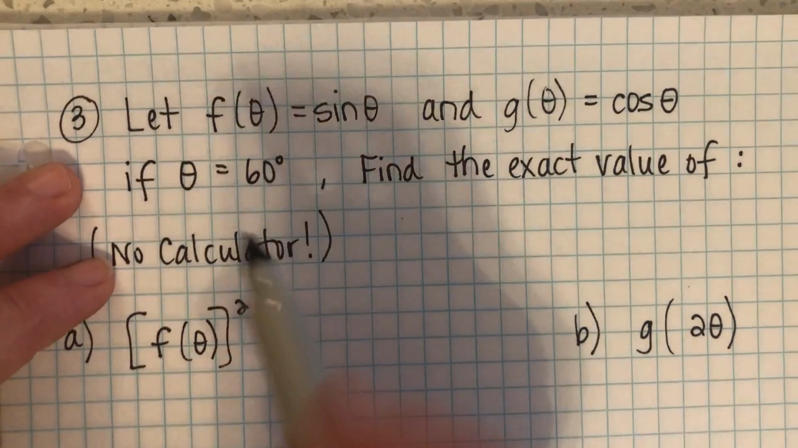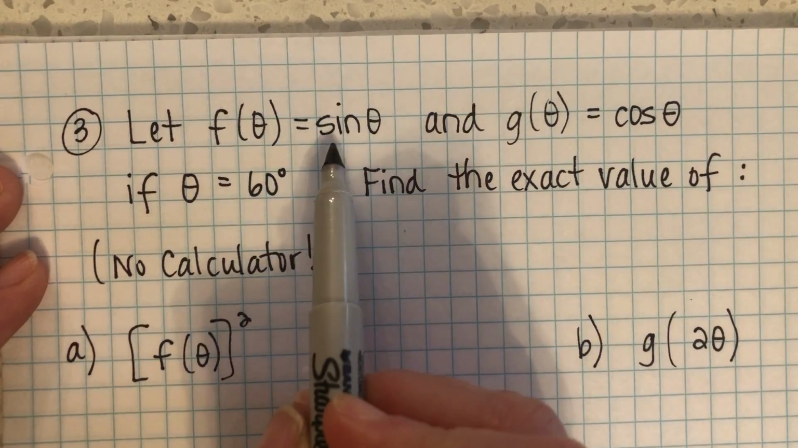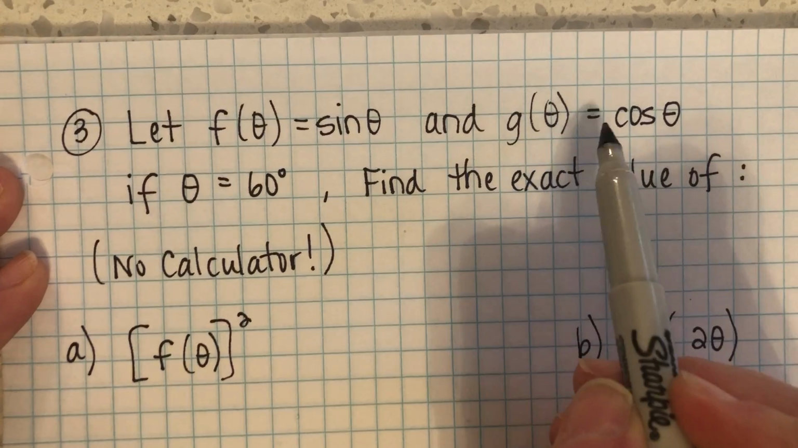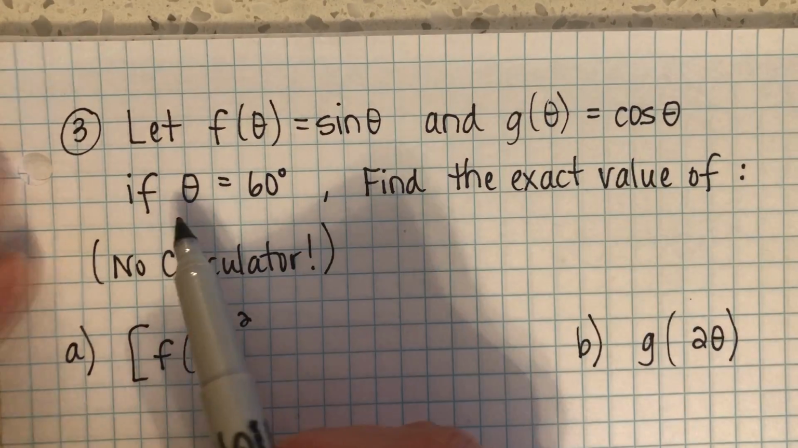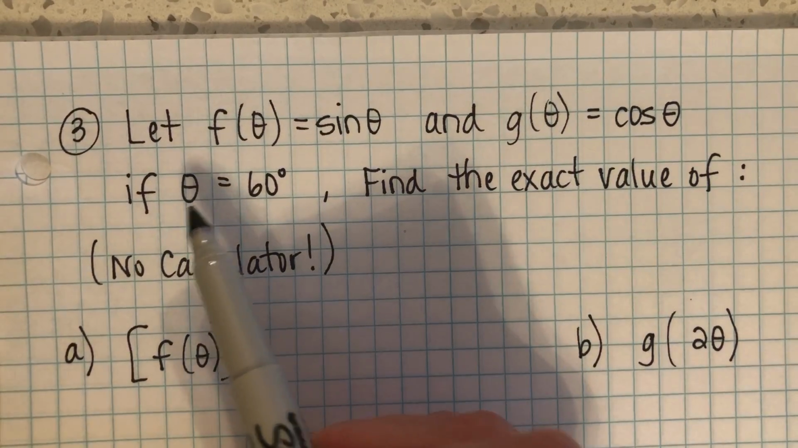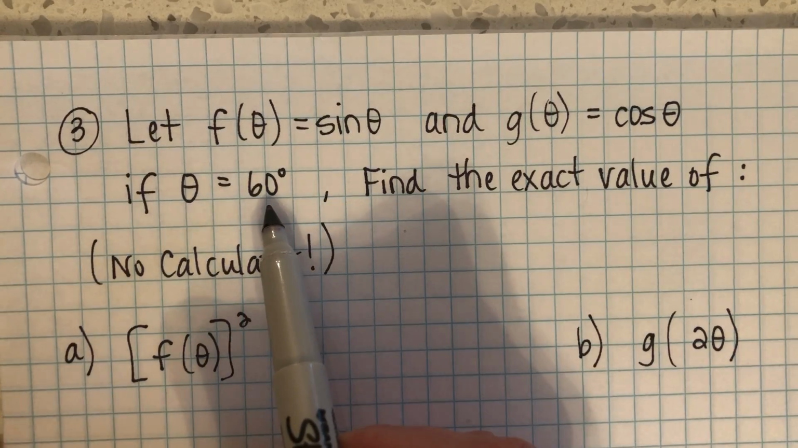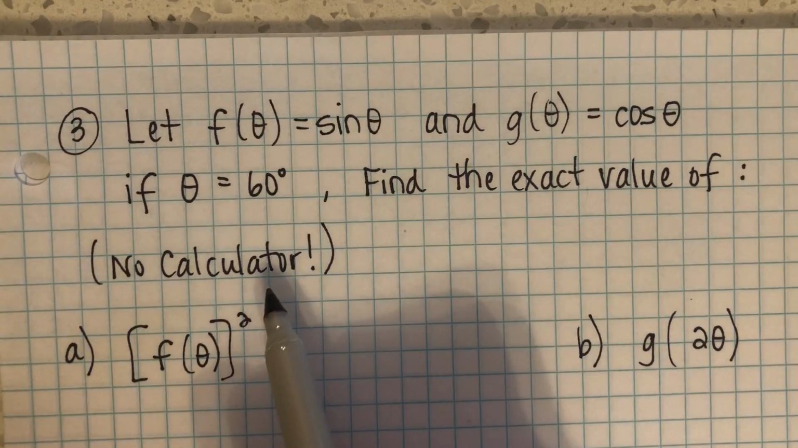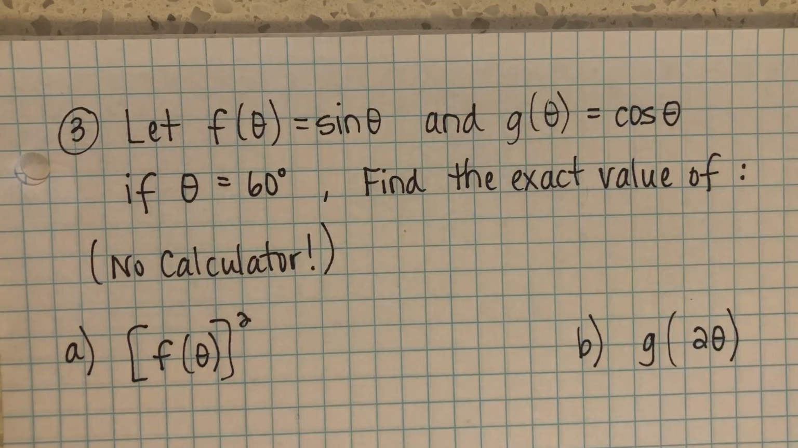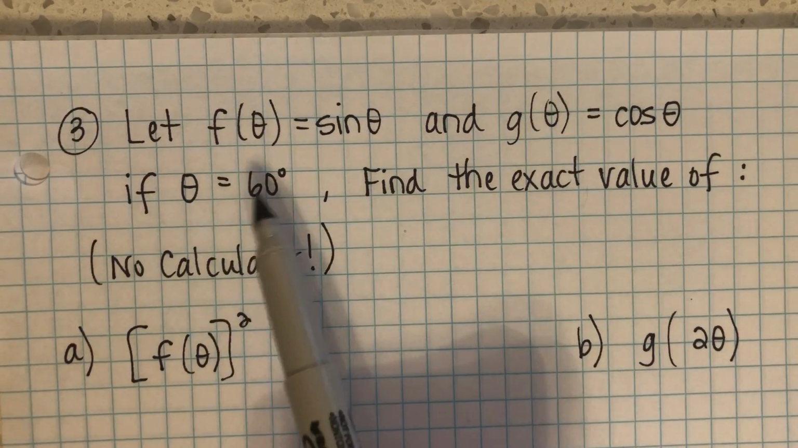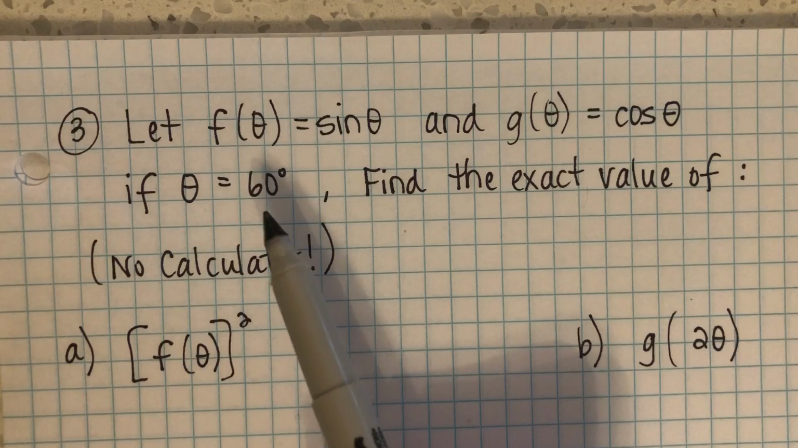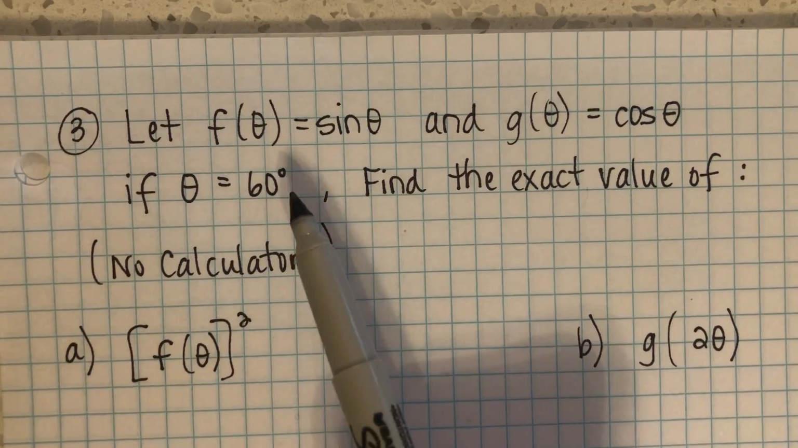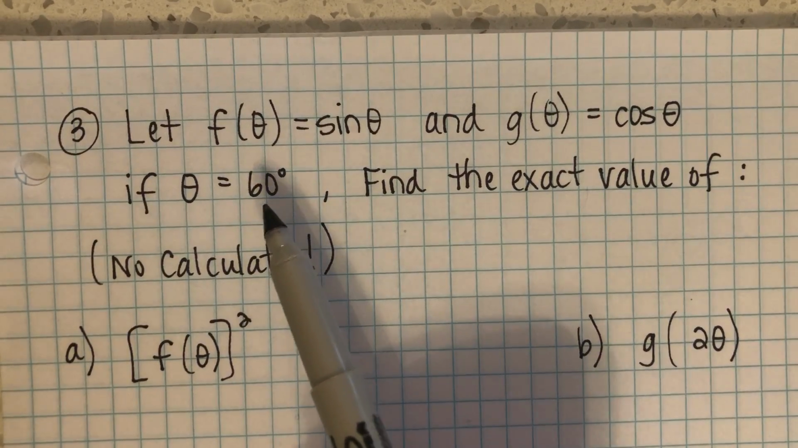So let's say they say, let f of theta equal sine theta, and let g of theta equal cosine theta. If theta equals 60 degrees, find the exact value of all of these. And you can't use a calculator because you should be able to do these ones without a calculator, especially if theta is 60, because he's one of our special angles that lives inside of one of those right triangles. Remember, 30s, 60s, 45s, multiples of them, they are the good guys.